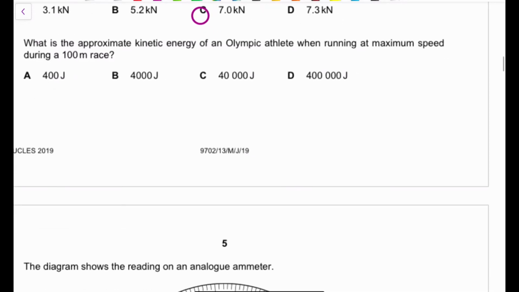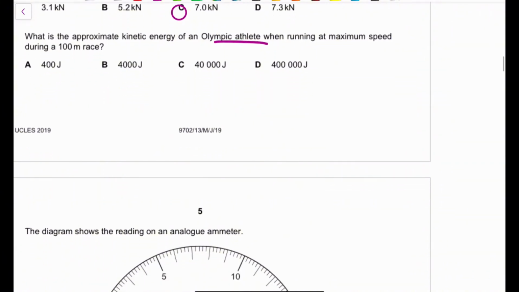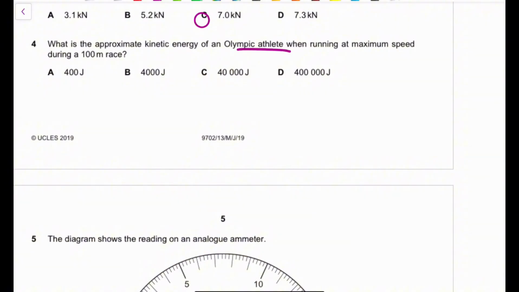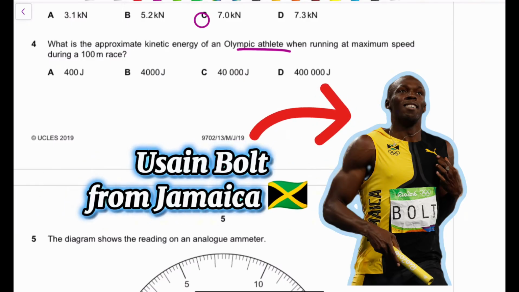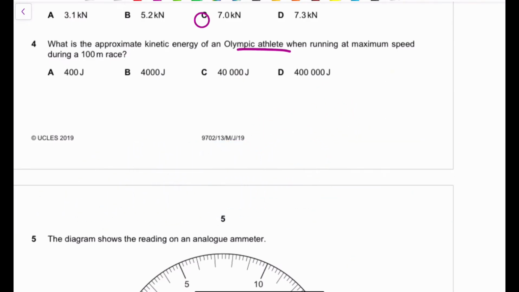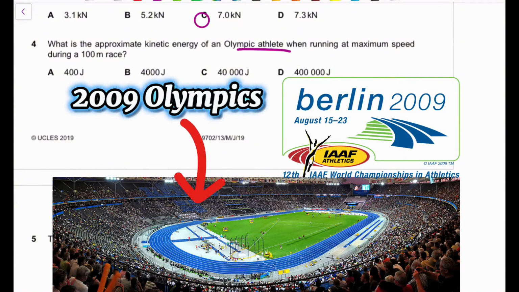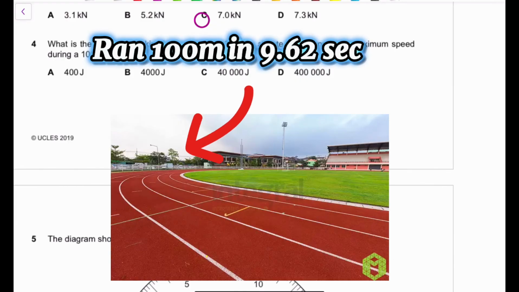Moving to question number 4. We've been asked the approximate kinetic energy of an Olympic athlete when running at a maximum speed during a 100-meter race. So basically, the athlete that comes to my mind that I remember is Usain Bolt. He was one of the fastest, literally he has the record of being the fastest man alive. In the 2009 World Championships, he ran 100 meters in like 9.62 seconds, right? So let's just use him as an example, right?